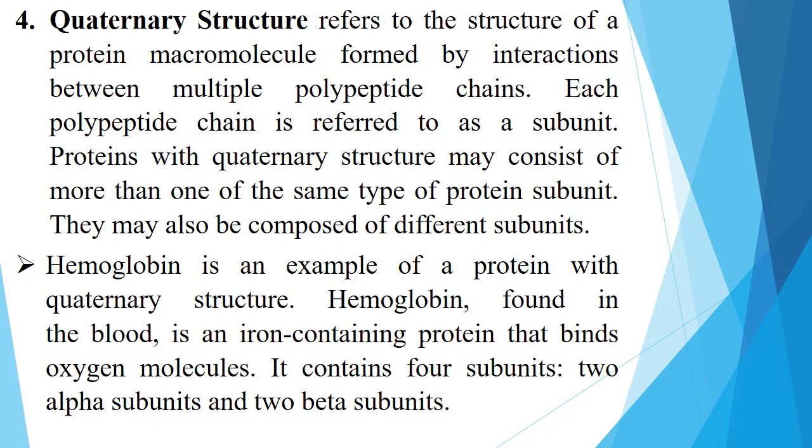Hemoglobin is an example of a protein with quaternary structure. Hemoglobin, found in the blood, is an iron-containing protein that binds oxygen molecules. It contains 4 subunits, 2 alpha subunits, and 2 beta subunits.